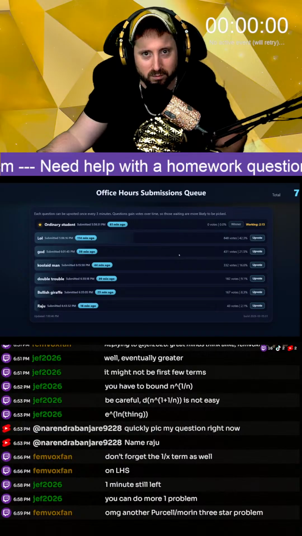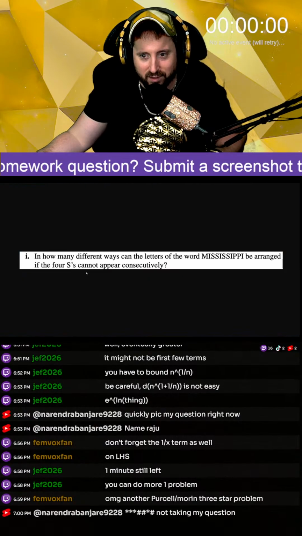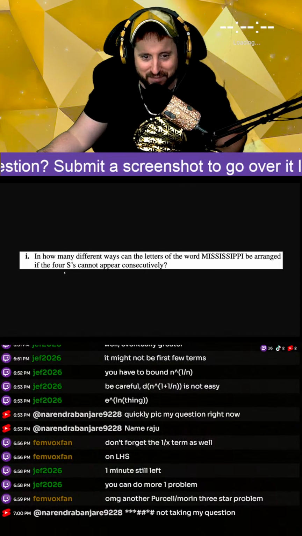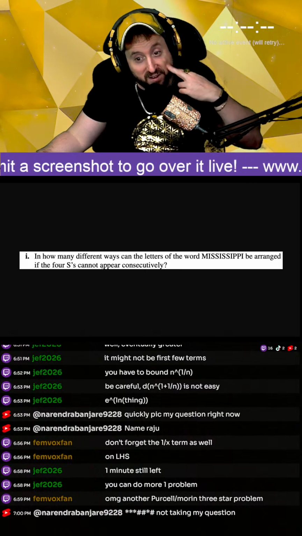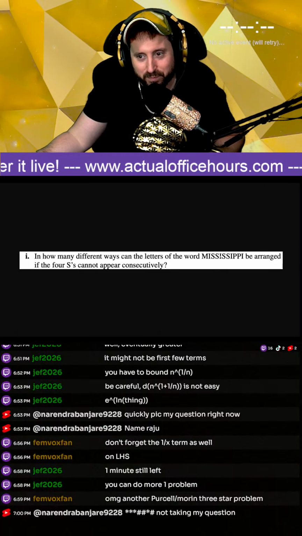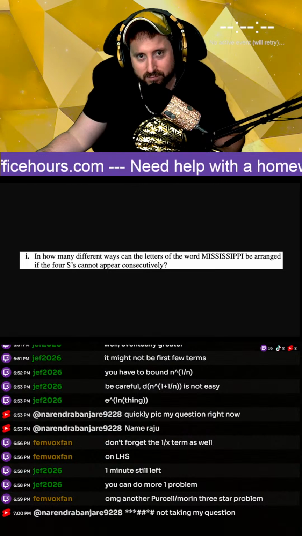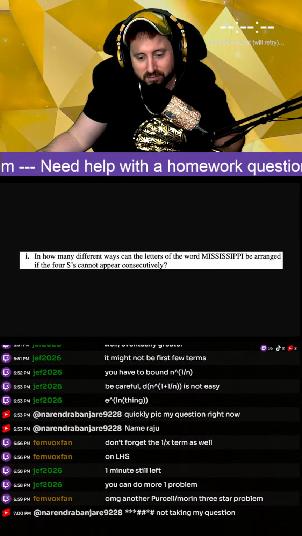Okay. Oh, this is kind of cool. A bug? I don't know. In how many different ways can the letters of the word Mississippi be arranged if the 4 S's cannot appear consecutively? Oh, this is actually a discrete math problem, and it's a really fun problem, but it's not as hard as it seems.